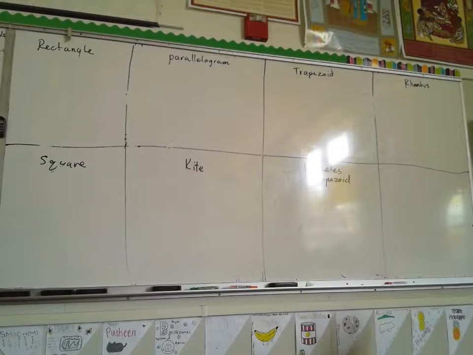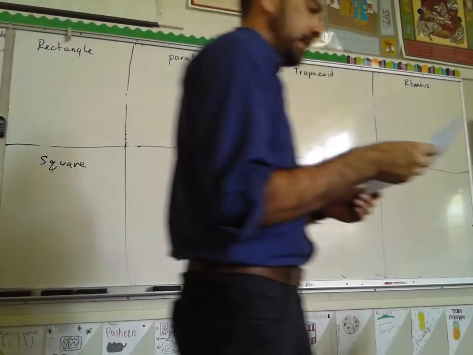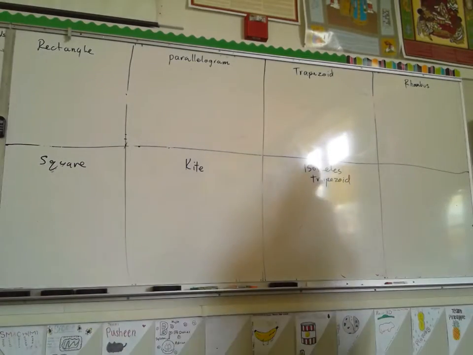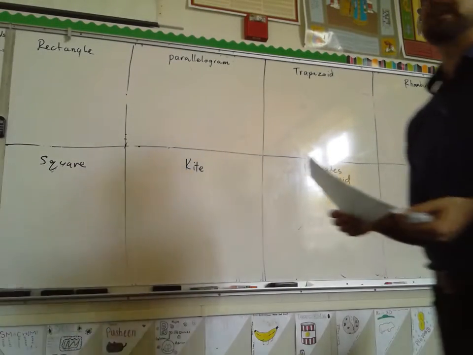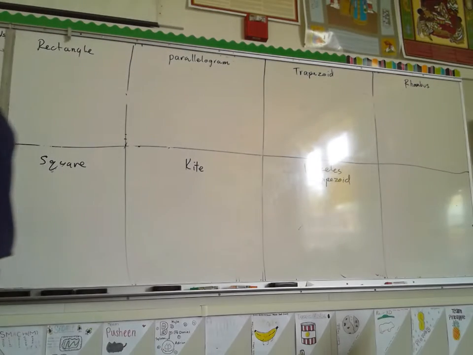How about find the one that has bases and legs? You see the one that maybe has base? We have some identified as the base, some identified as the legs. Okay, so how many kinds of trapezoids do we have?